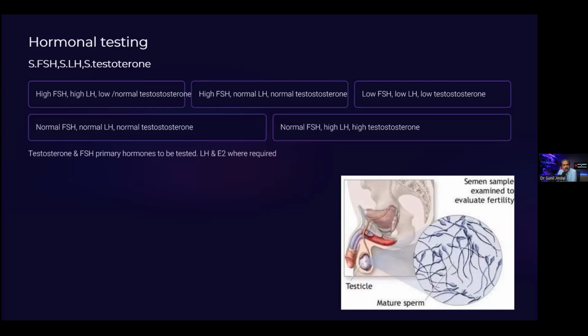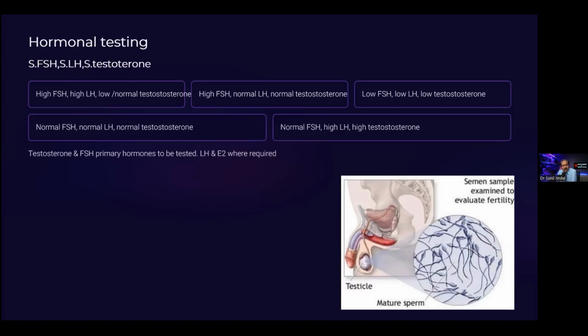You could have a normal FSH, normal LH and a normal testosterone, which is fine, normal. But you've got to judge it along with the clinical size of the testes, the history of the patient, and the examination and the epididymis of the patient.